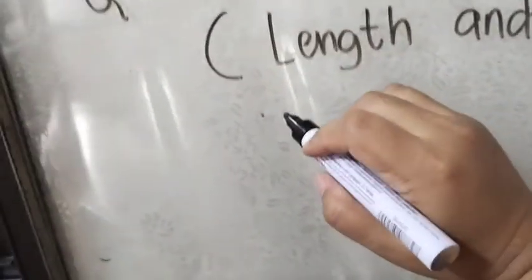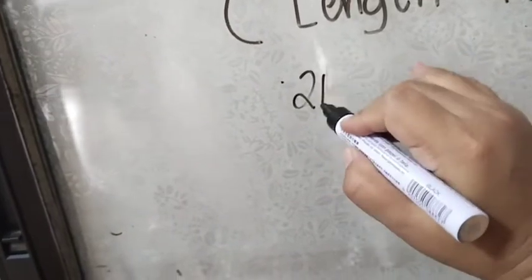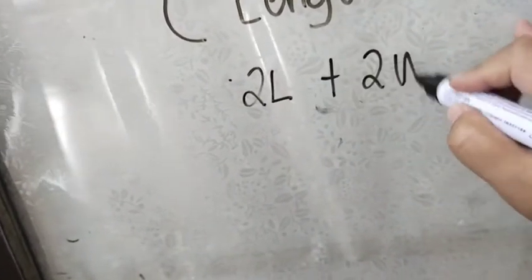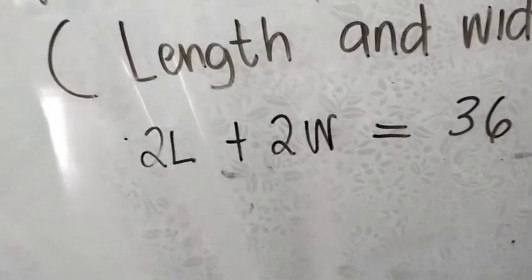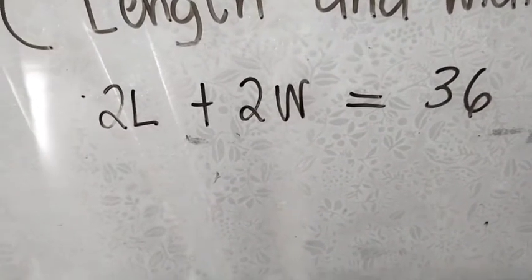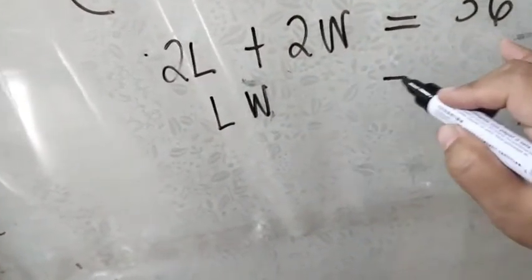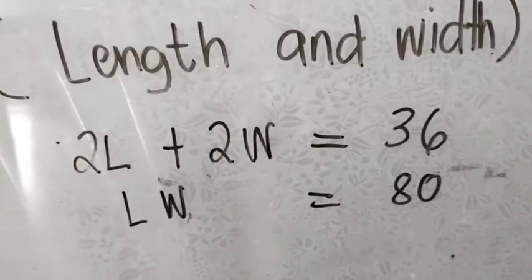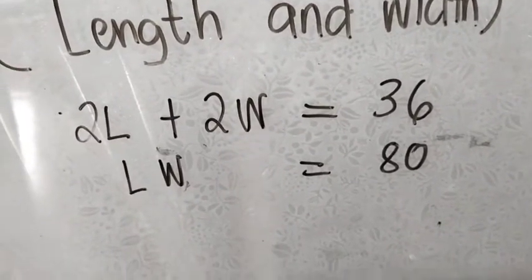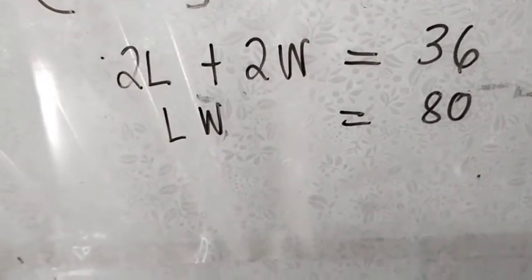So, let us write 2L plus 2W equals 36, where 36 is the value of your perimeter, while your area, length times width, is equal to 80. Yan yung mga given natin. Now, paano natin mahahanap si dimensions?